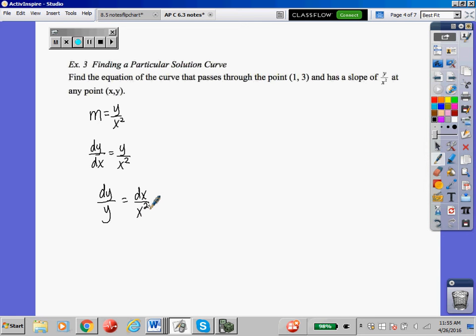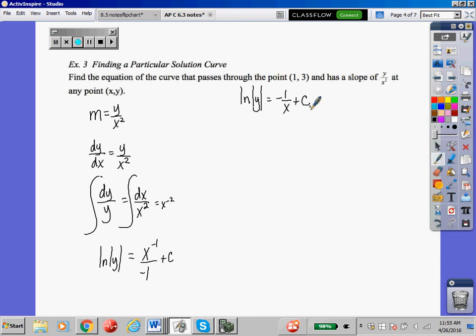Now I know how to solve this. I'm going to integrate both sides and get the natural log of absolute value of y equals. This is really x to the -2 power. So I increase the power by 1, divide by the new power. So that's the natural log of absolute value of y equals -1 over x plus c. This is e to the -1 over x plus c power equals y.